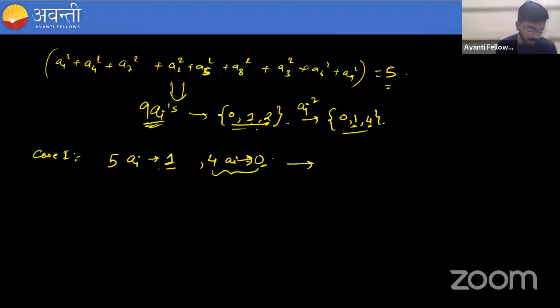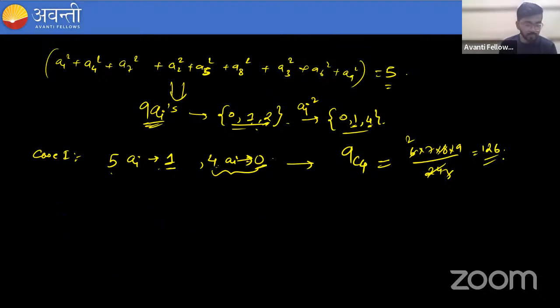So this can be done in how many ways? There are 9 AIs, and you have to choose which 4 to be 0. So this can be done in 9C4 ways, right? If you choose any 4 to be 0, the other 5 will be 1. This is 6 into 7 into 8 into 9 upon 4 factorial, which is 24. This is 3, this is 2. 14 nines are 126. So this can be done in 126 ways.